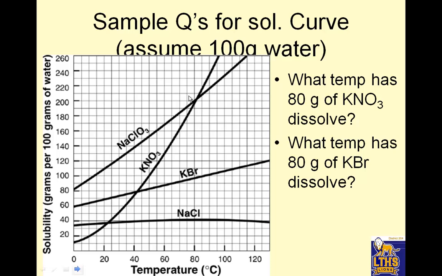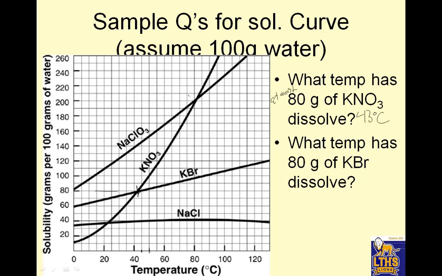Sample question for a solubility curve. Assume we have 100 grams of water for all these. What temperature has 80 grams of KNO3 dissolved? So what temperature has at most 80 grams? I'm looking for 80 of KNO3. There it is. So what temperature is that? This right here would be 50, so this would be 45. So this would be about 43 degrees Celsius.